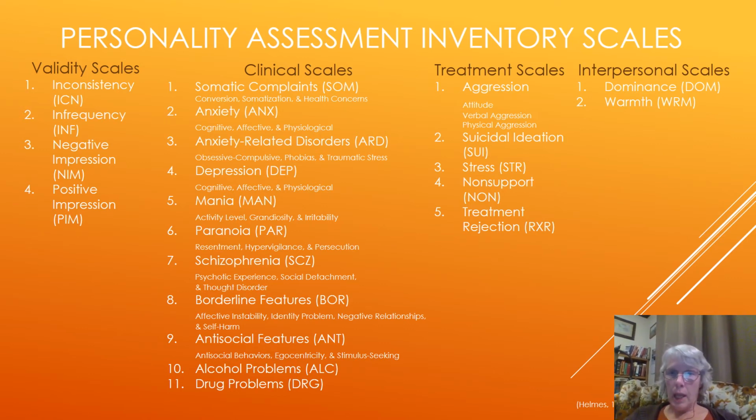Under the treatment scale, we have aggression with subscales of attitude, verbal aggression, and physical aggression. We have suicidal ideation, we have stress, non-support, and treatment rejection. And the fourth scale is the interpersonal scales of dominance and warmth.